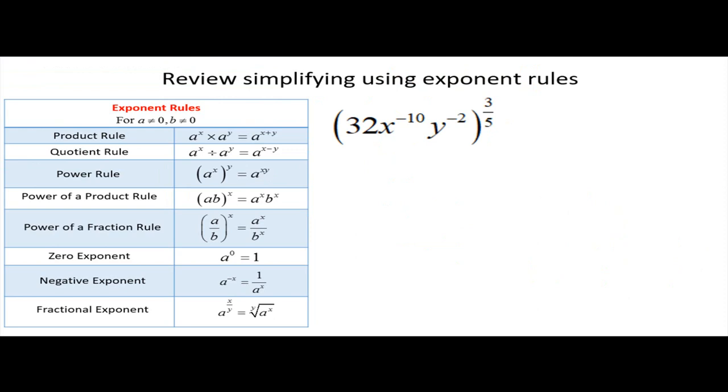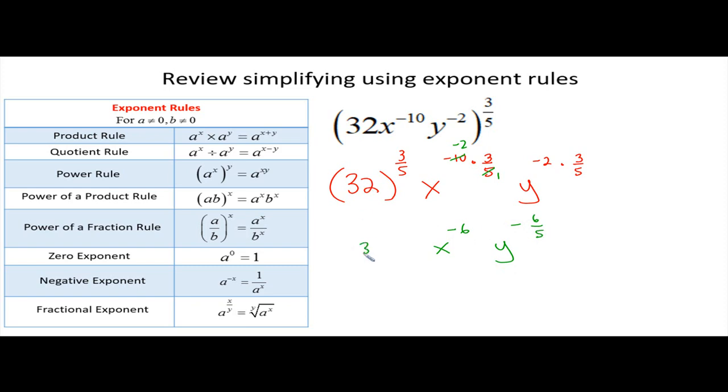Okay, so let's take a look at this next example here. The first thing I'll do is distribute this exponent on the outside into all the factors on the inside. So that'll give me 32 to the 3/5 power, x. Remember, we multiply these exponents, so negative 10 times 3 over 5. And then we have y, we have negative 2 times 3 over 5, right? If you multiply these, we're going to end up with negative 2 here. So we'll get x to the negative 6 power and y to the negative 6 over 5.